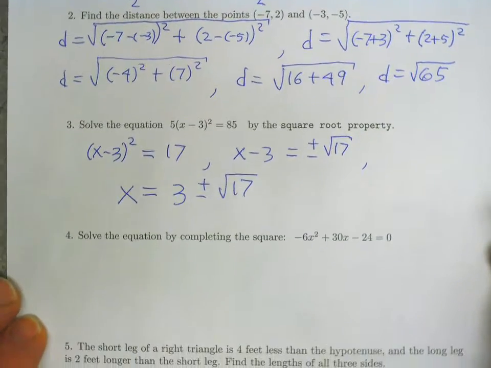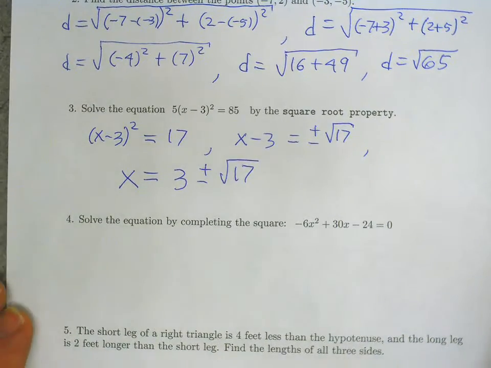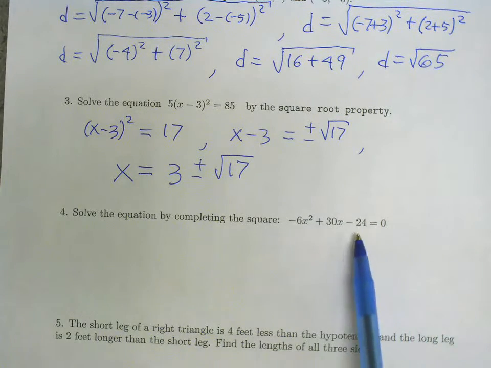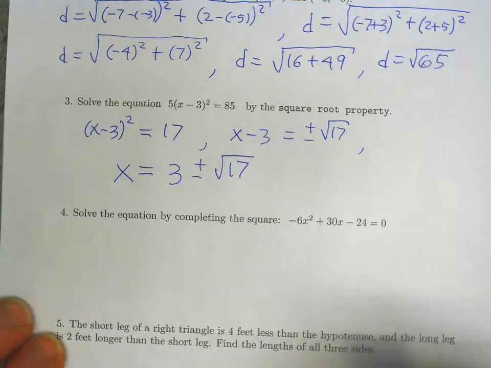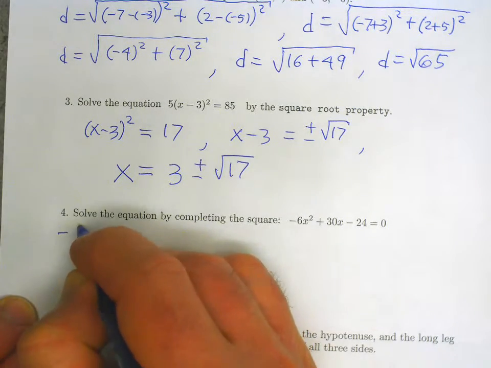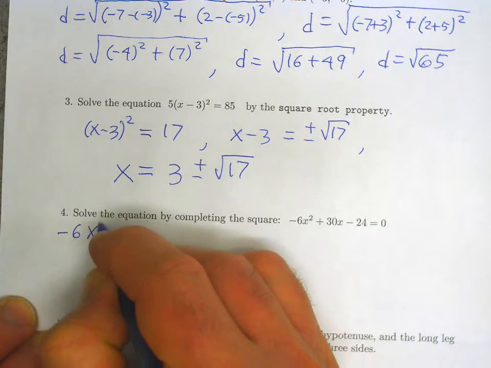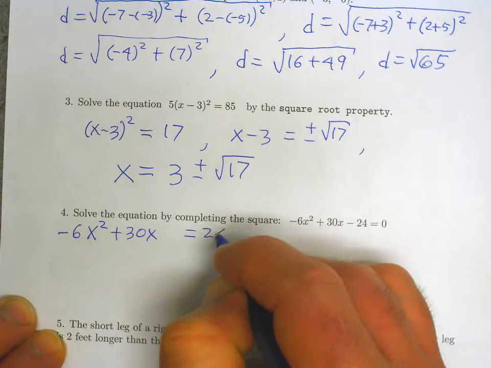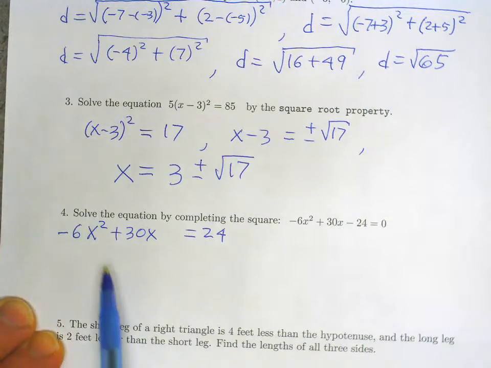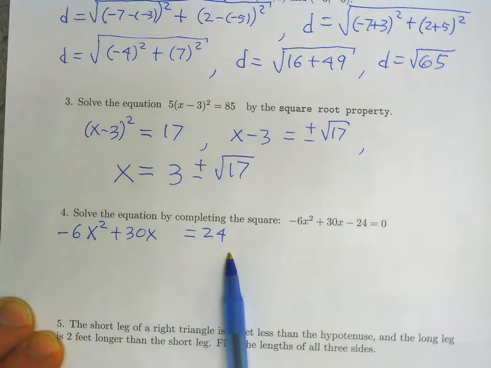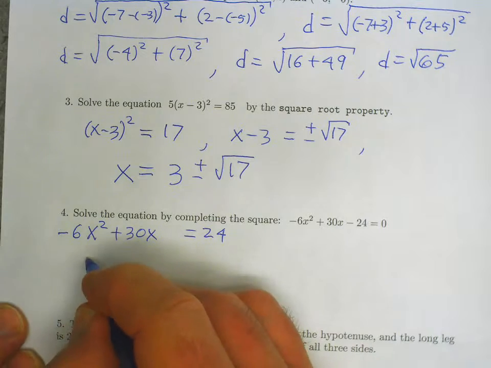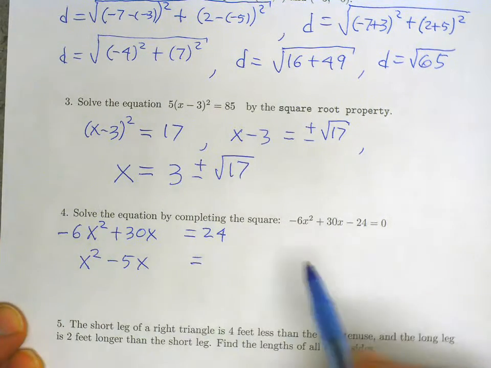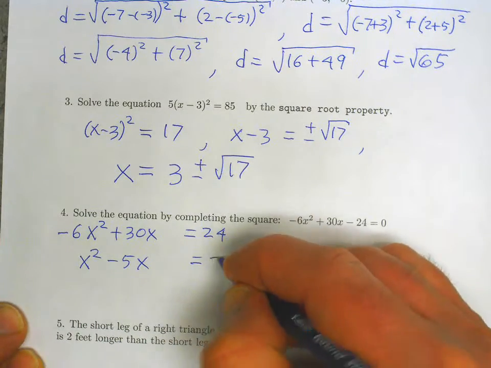Okay, problem 4, solve the equation by completing the square. So step 1, we add 24 to both sides. So when we add 24 to both sides, we get negative 6x squared plus 30x equals 24. Then we divide every term on both sides by -6. And doing that, we get x squared minus 5x. And on the right-hand side, 24 divided by -6 is -4.